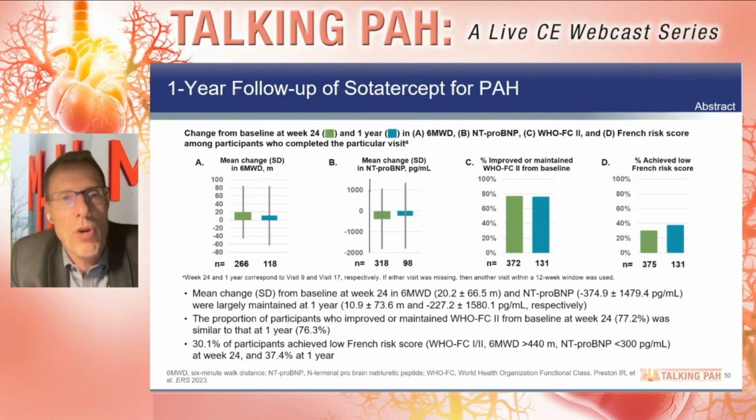And here, first of all, quite reassuring. After 1 year, we basically have no changes in 6-minute walk distance, NT-proBNP, functional class, or risk. So it seems that the majority of the patients is quite stable.